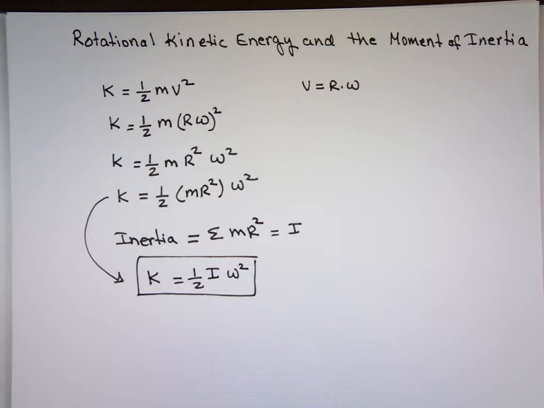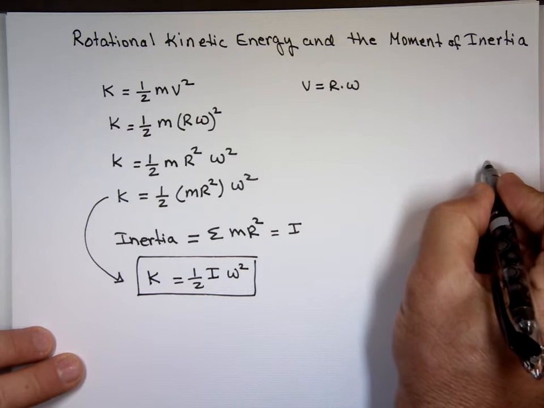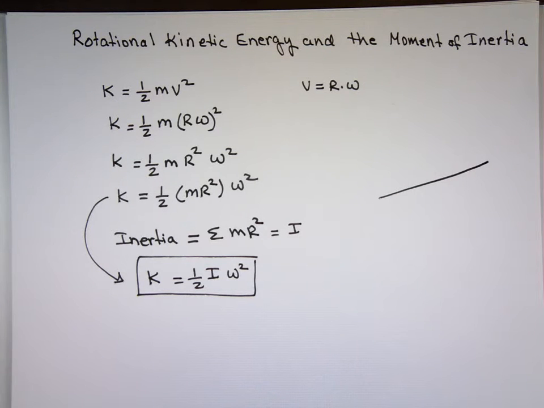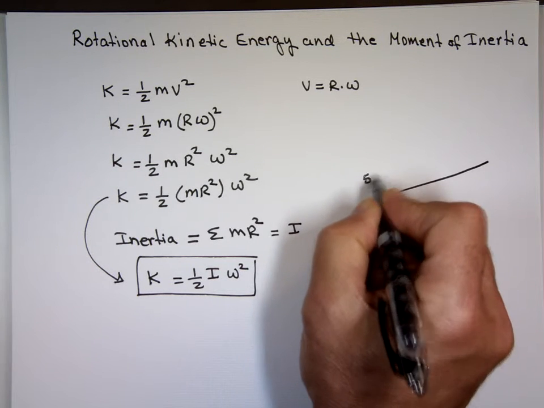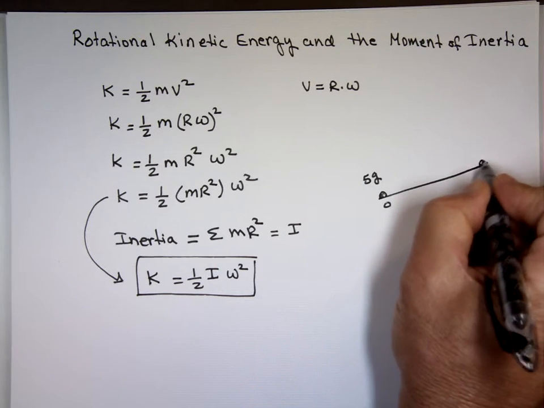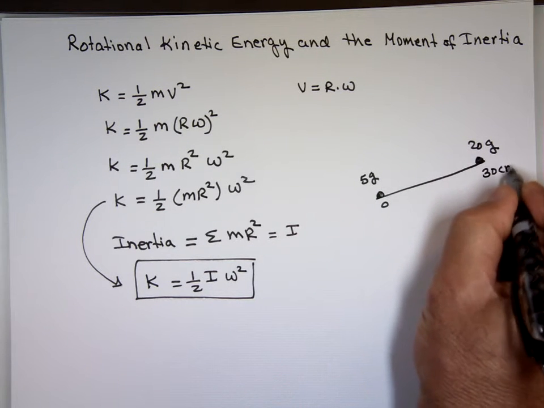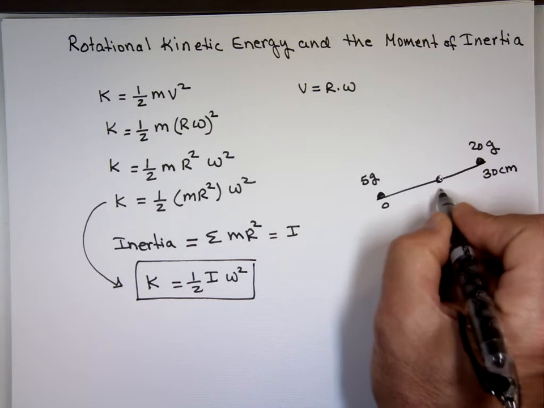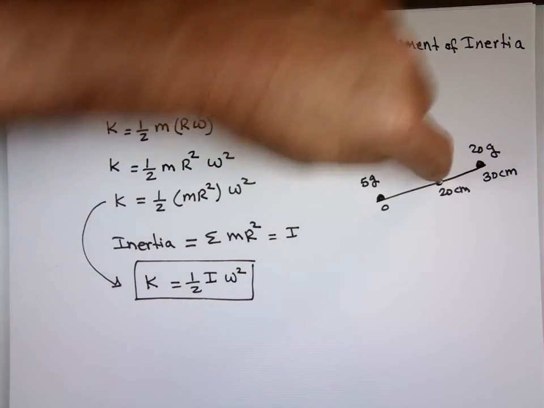So for example, let's talk about inertia here. Let's say I have a rod, a really light rod that has no mass. Neglect the mass of the rod. And I take a 5 gram mass and attach it at the 0 mark here. And I take a 20 gram mass and attach it at the 30 centimeter mark. And I start spinning that rod at the 20 centimeter mark, like there's a pivot point here.